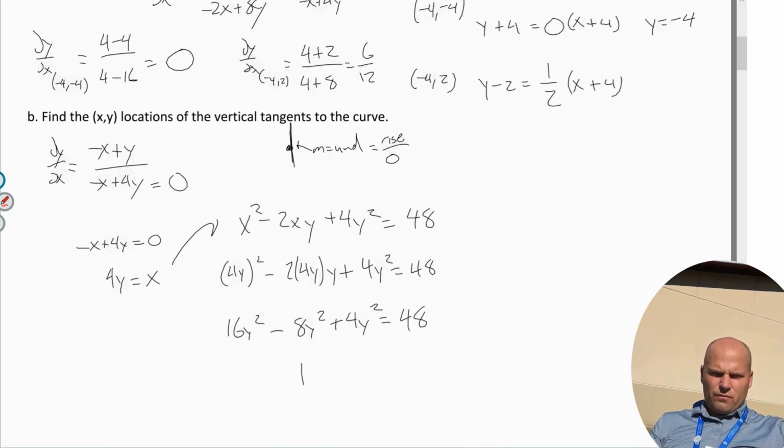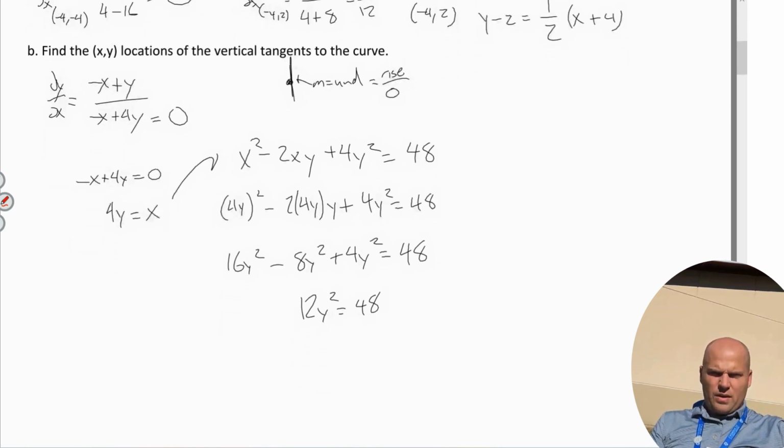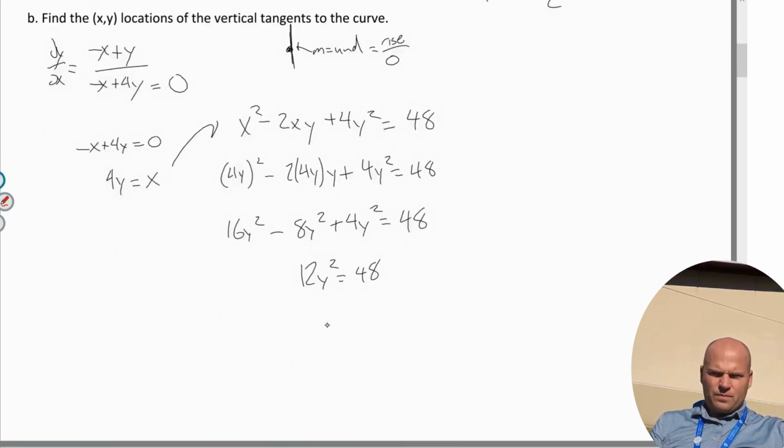Eight plus 4 is 12y squared, giving us y squared is equal to 4. Y equals plus or minus 2. Don't forget about pluses or minuses.